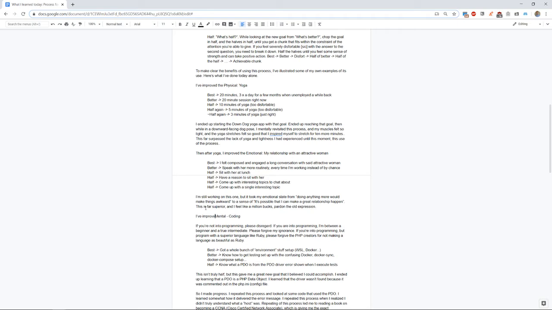I've improved the mental coding of a project for a friend. If you're not into programming, please disregard or gloss over this part. If you're into programming, I'm between a beginner and a true intermediate. Please forgive my ignorance. If you program with a superior language like Ruby, please forgive the PHP creators for not making a language as beautiful as Ruby.